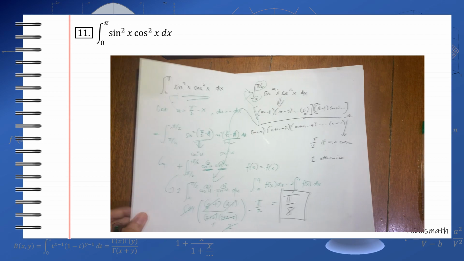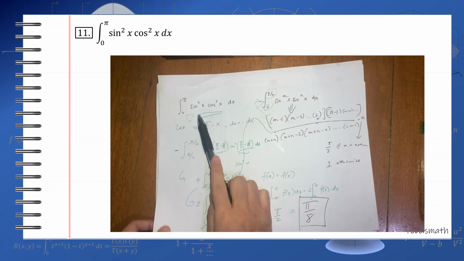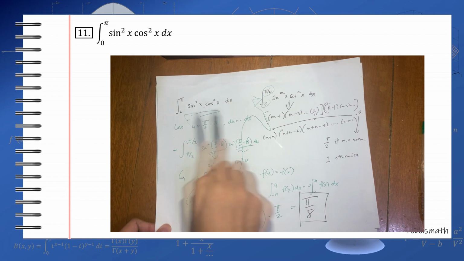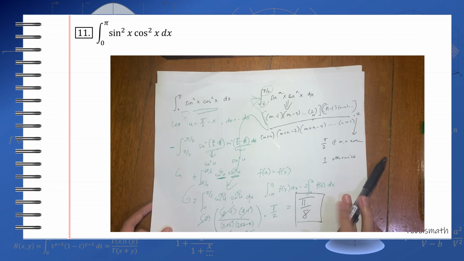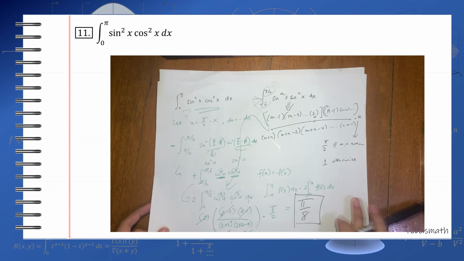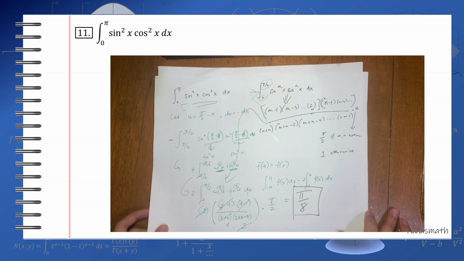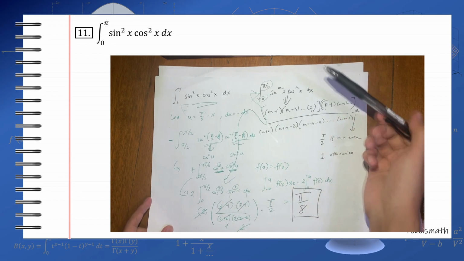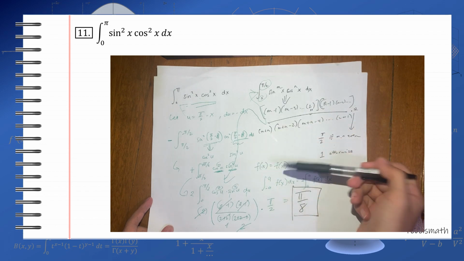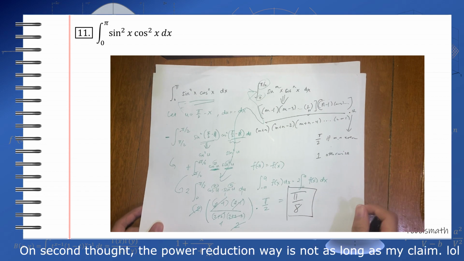Okay, next. Of course, what you can do is to first find the antiderivative of this, which is doable if you do power reduction using the half angle identities, but I bet that's longer. So if you're familiar with Wallis formula, this is much shorter.